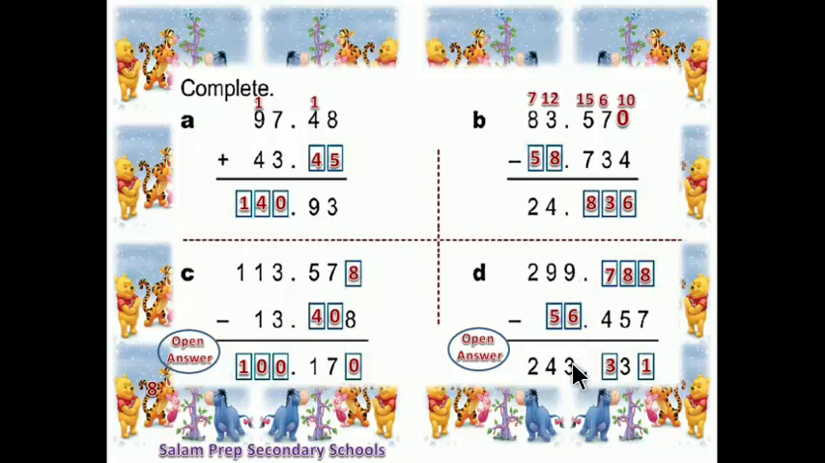Decimal point. 9 minus what equals 3? Excellent. 9 minus 6 equals 3. 9 minus what equal 4? 9 minus 5 equal 4. 2 minus, there is no digit here, so I will write 2. The answer is 243.331.